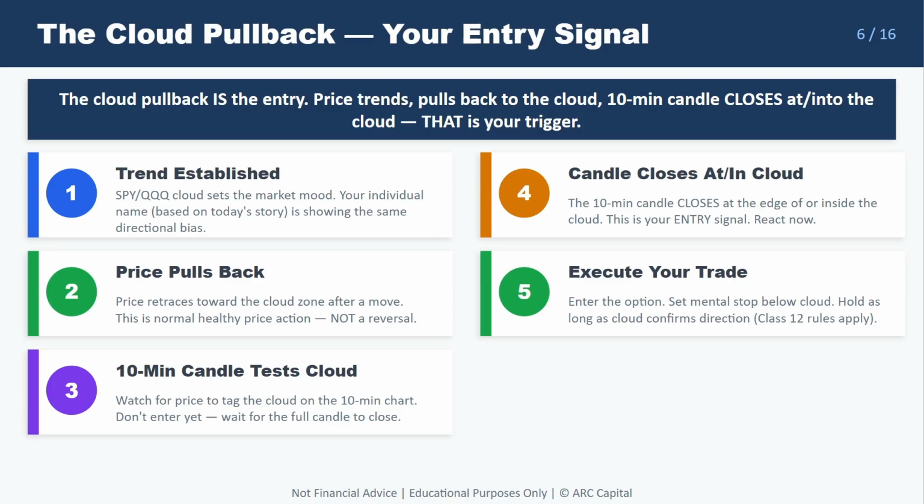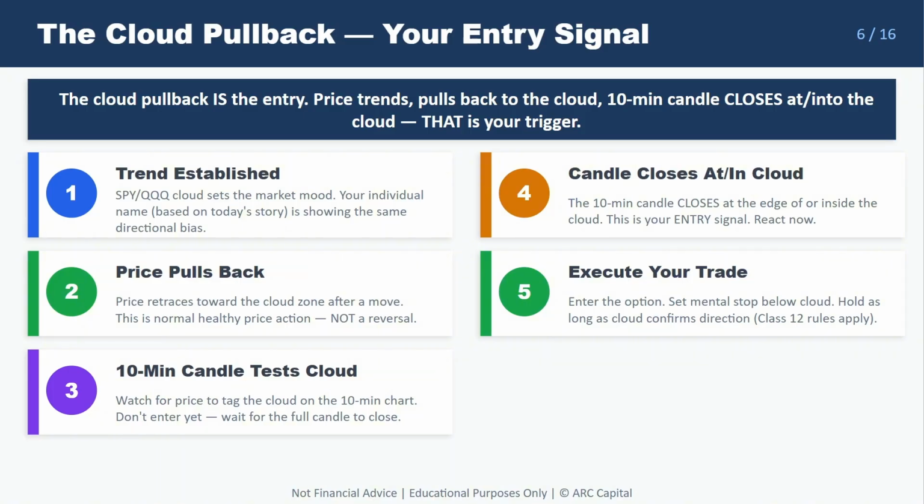You're looking for price to pull back. Price retraces towards the cloud after an initial move up. This is normal, healthy price action, not a reversal. Why is it not a reversal? Because the clouds and EMAs move in with price. So if we're thinking of the clouds as our trailing support or resistance, depending on the move, in this case, if we're looking at calls, we're looking at the cloud as our trailing support. So anytime that price comes down and tests the cloud, it's testing a support for a potential entry.